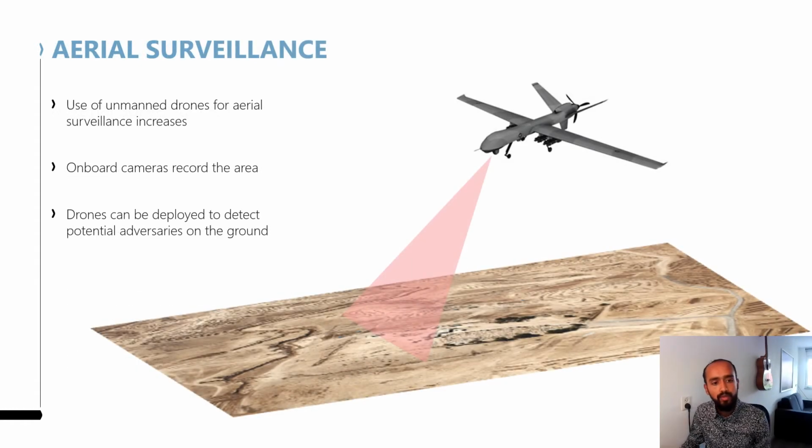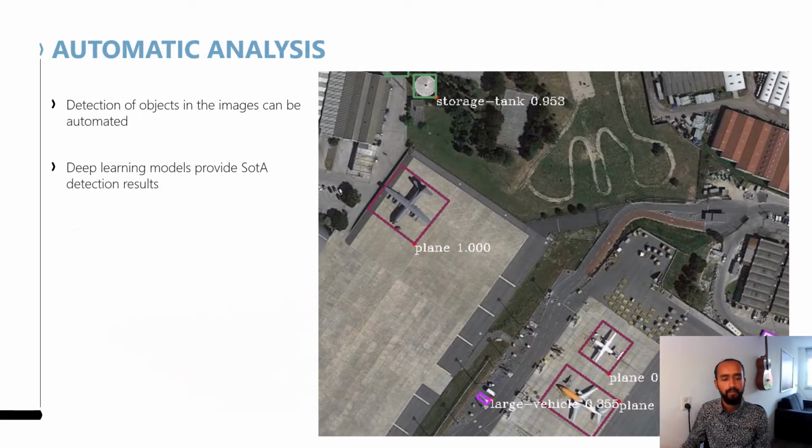We see that the use of unmanned drones for aerial surveillance is increasing. And these drones have cameras on board that can record a big area. And these drones can be used to detect potential adversaries on the ground. On the aerial footage, automatic analysis can be done by detecting the objects on the ground. For that, you can use the current state-of-the-art deep learning models. And these models approach human-level performance for several detection tasks.